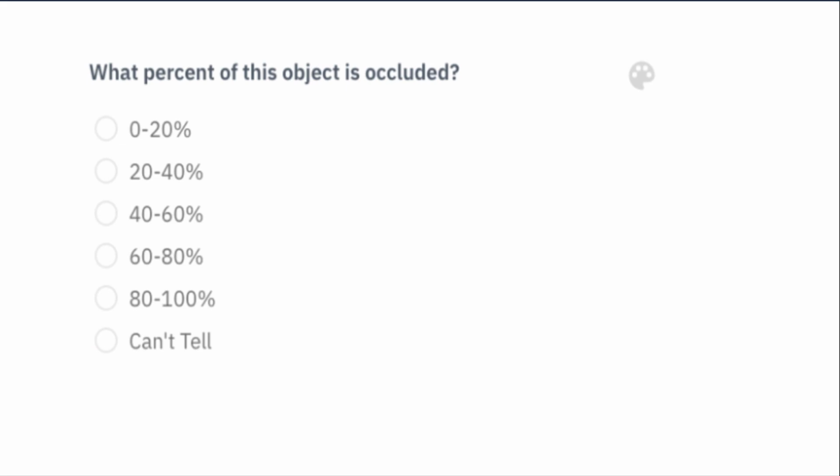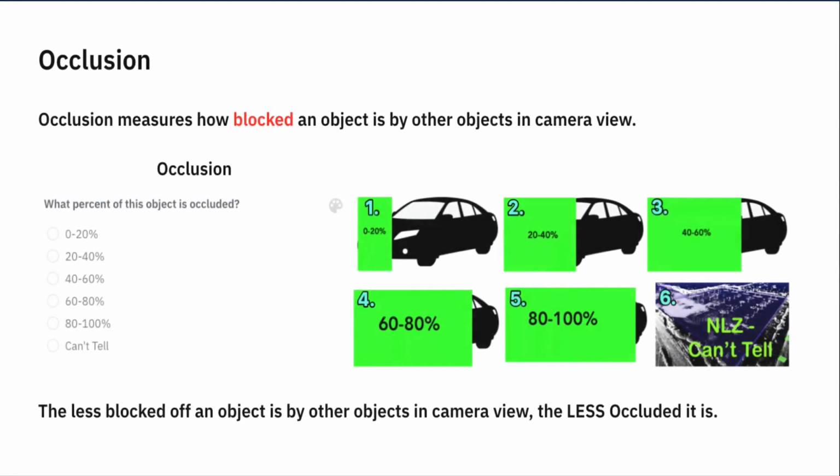Before we go into how to make all these selections on occlusion, first we're going to go into what occlusion is. So what is occlusion? Occlusion measures how blocked an object is by other objects in camera view.